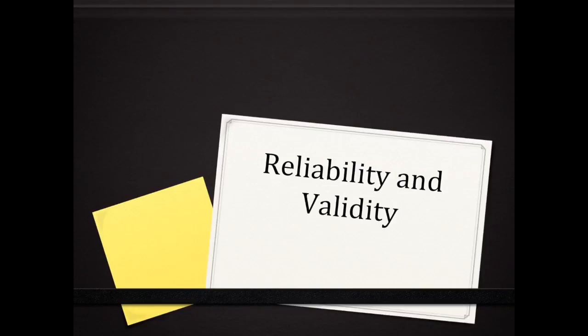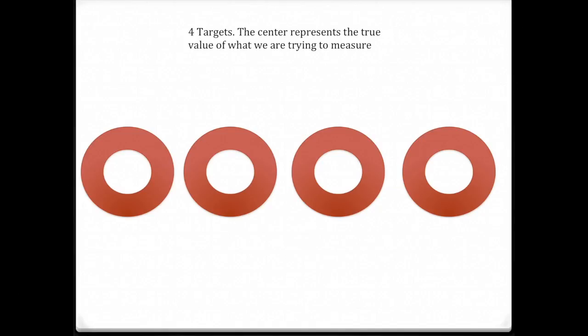This is a short presentation to discuss reliability and validity, in particular relating to assessment items. As an analogy to this, we're going to consider 4 targets like the ones we'd use in archery, and the centre represents a true value of what we're trying to measure with our assessment items. So it's a true measure of the skill of the student, and our assessment items may or may not accurately reflect.